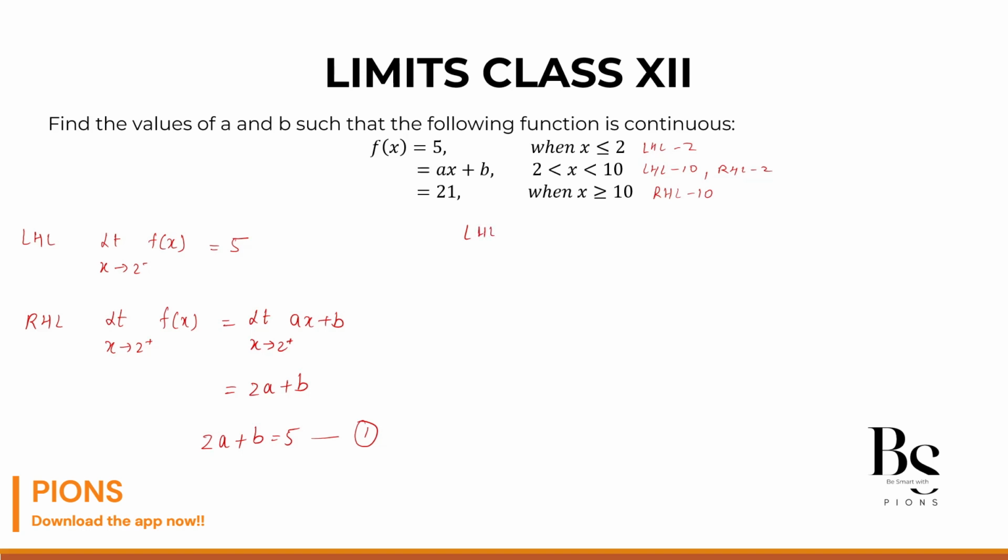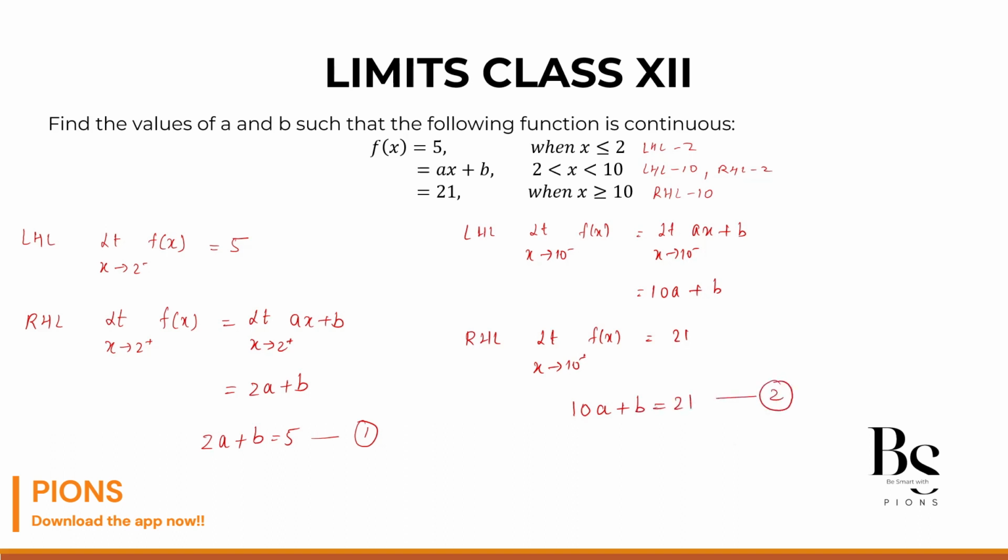Let's see the left hand limit for 10. So LHL limit x tending to 10 negative f of x, that will be equal to limit x tending to 10 negative, and what is f of x? ax plus b. Putting here 10, this will give you 10a plus b. I hope this is clear. Now let's see the right hand limit. RHL is equal to limit x tending to 10 positive f of x. And what is f of x here? Directly 21. So this will give you the 21 value. Let's equate the left hand limit with the right hand limit for 10. So 10a plus b equal to 21. This is our equation number 2.